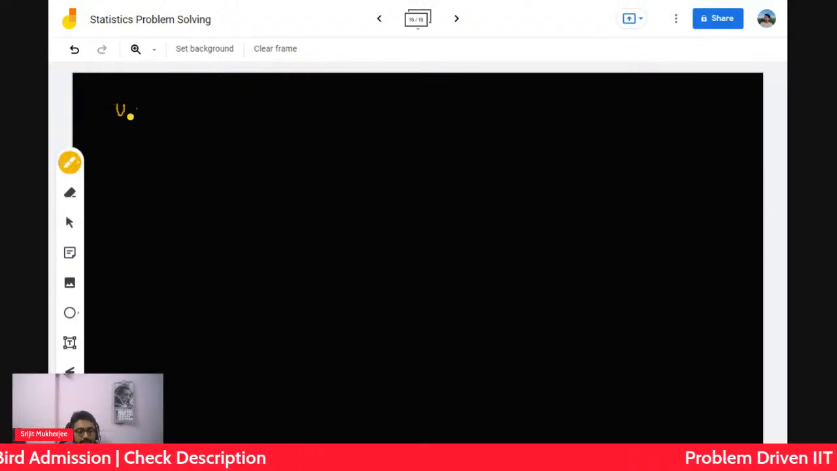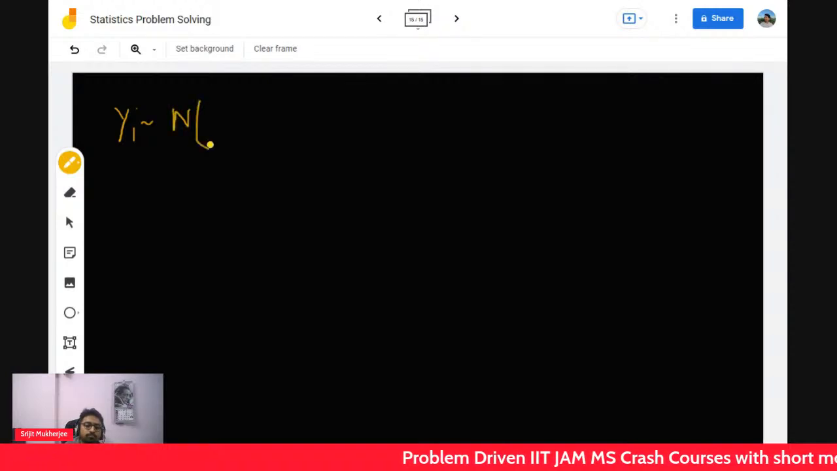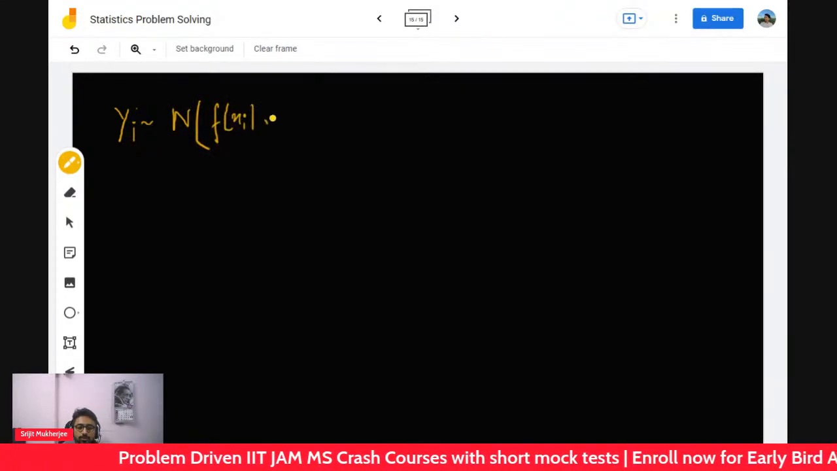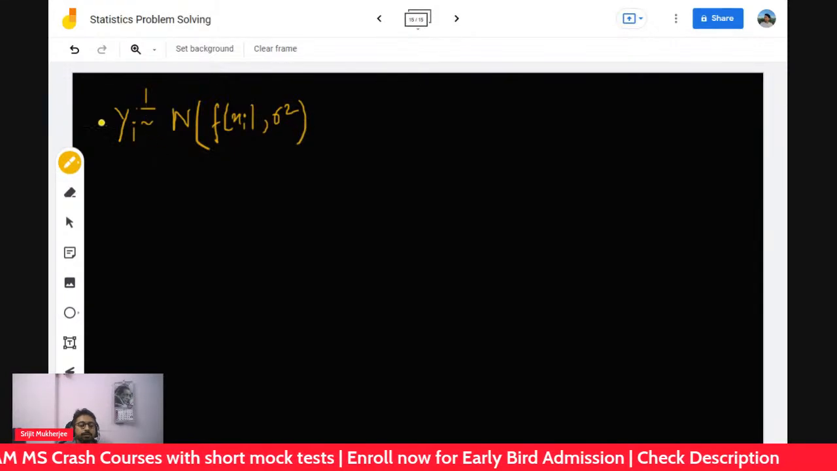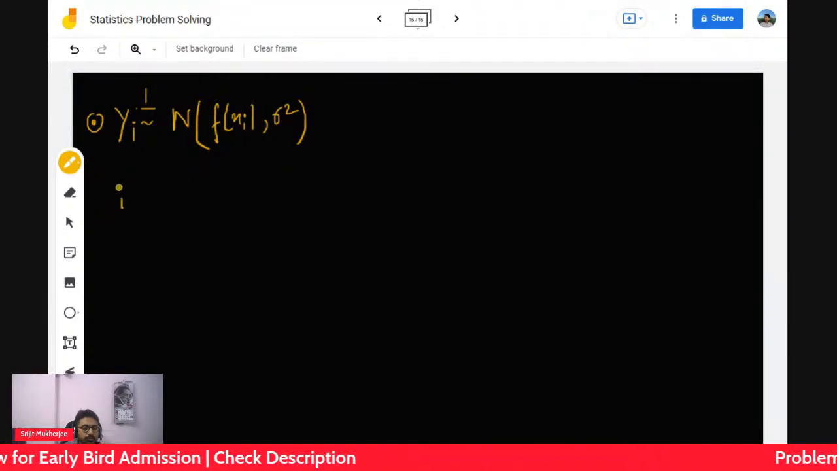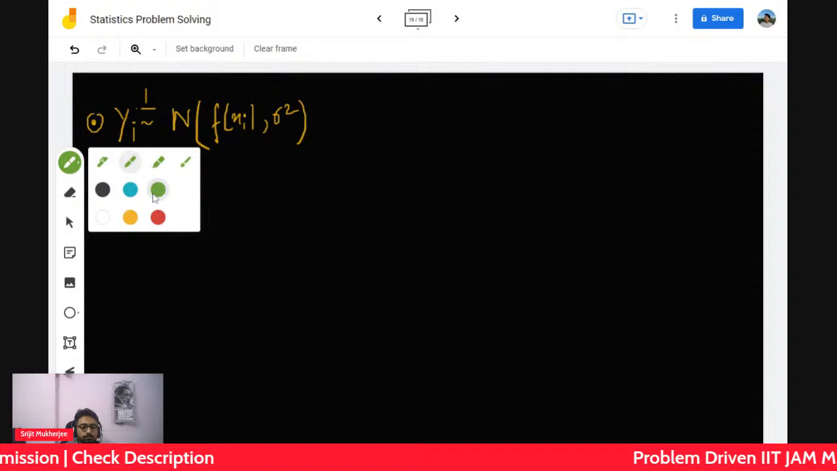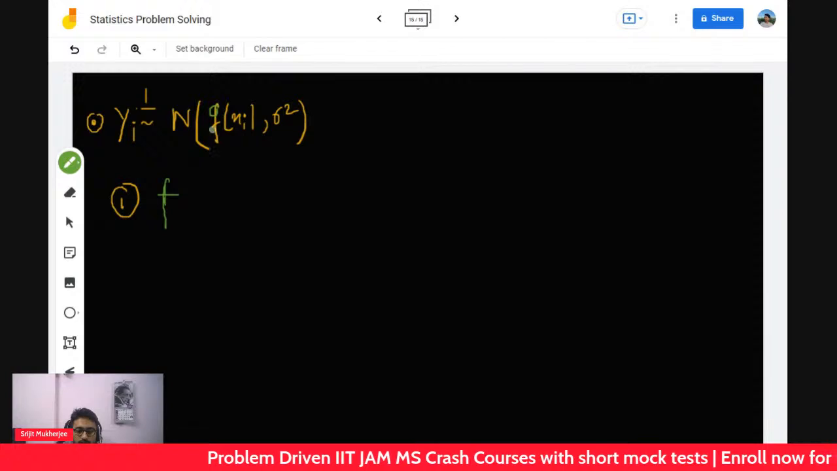So let's say yi follows normal f of xi, sigma square, independent. So let's find out, the first step is what? Find out the likelihood, the joint distribution. Let's call it G, okay?